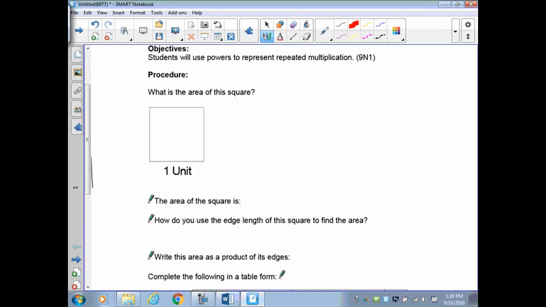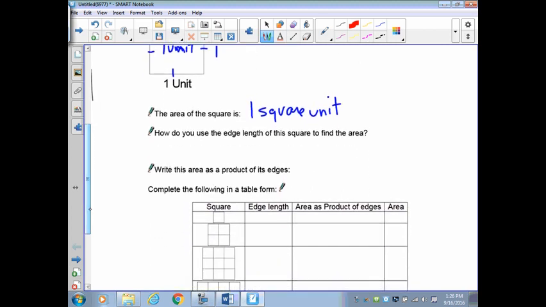So if you've got an actual square here, it says, what is the area of this square? Well, since it's a square and all four sides are equal, this is a 1 by 1 unit square, which means that this is 1 unit squared. Okay, so the area there is 1, or 1 square unit. Now, how to use the side lengths of this square to find its area? You multiply the length by the width, or in this case, it'll be side by side.